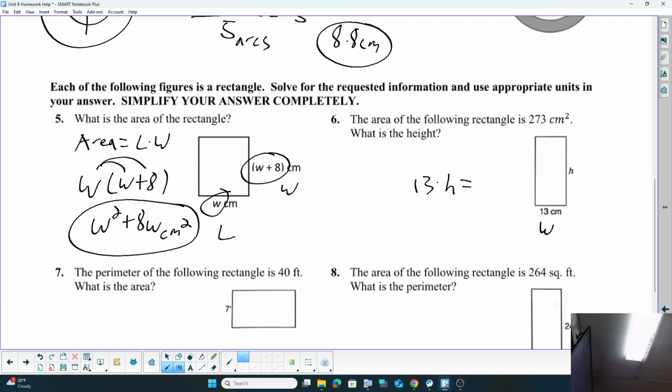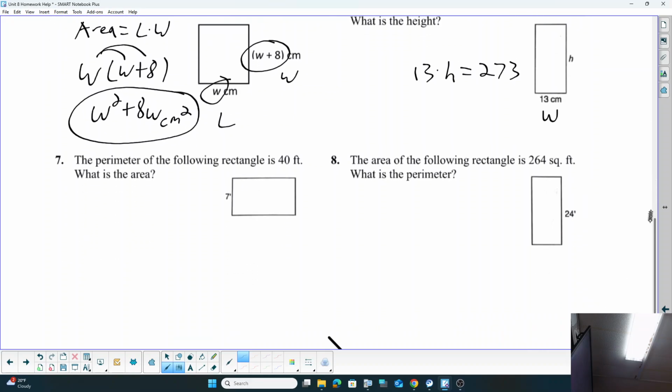So this must be the width then, or the height, width, height. I don't know. It's a rectangle. So this side times this side. Call it length, call it height, call it width, whatever you want, equals 273. Divide by 13.